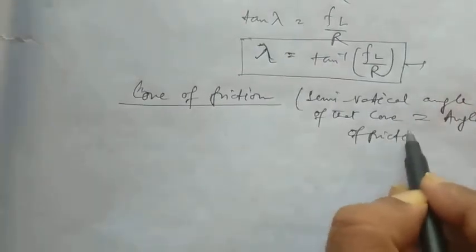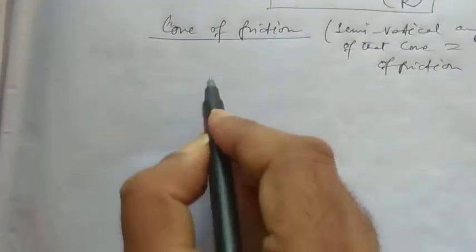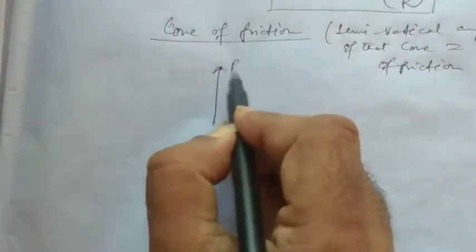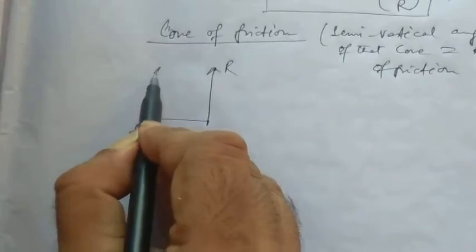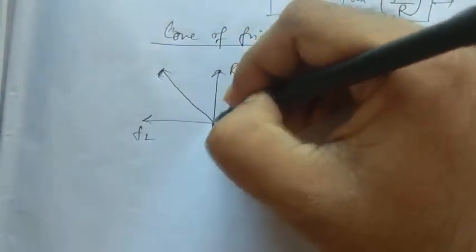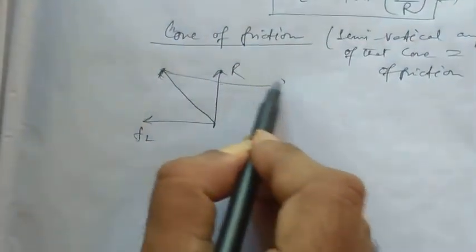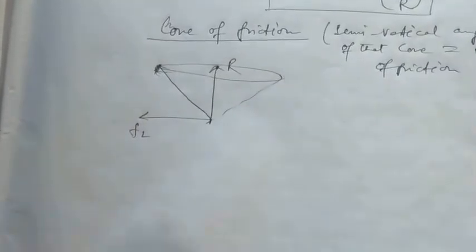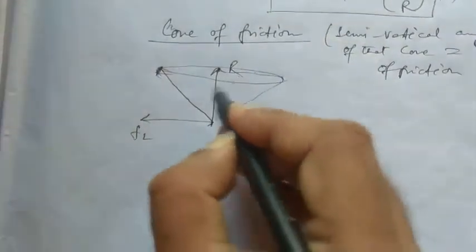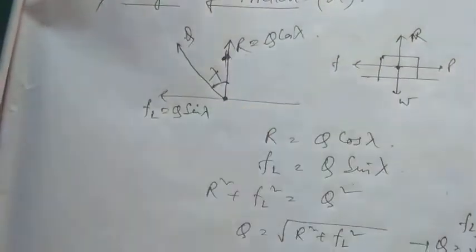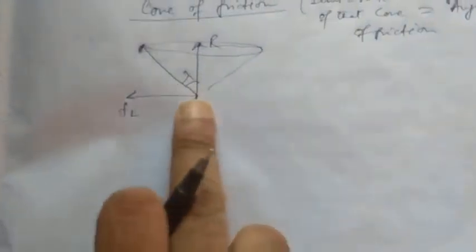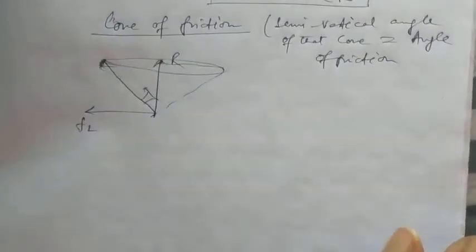Now this is nothing but the same diagram, that is R. This was the value of limiting friction. Now this was Q. Now if you draw a cone like this, this angle becomes the semi-vertical angle. If we compare these two diagrams, the semi-vertical angle becomes the angle of friction.